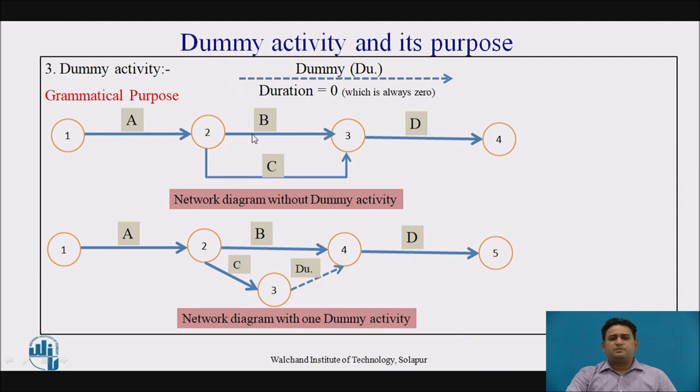The grammatical purpose means what? If two activities have the same starting event, their ending events should be different. For this purpose, here B and C start simultaneously, and to maintain the grammatical purpose, we place the dummy activity as shown here.